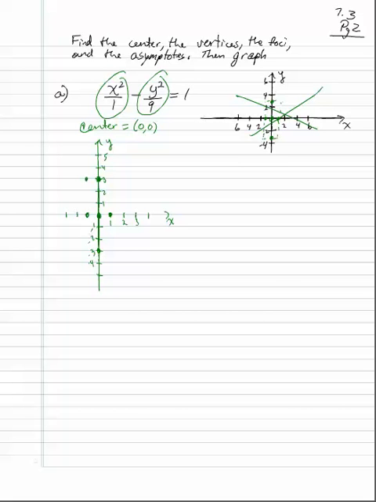Now I'm going to make my fundamental rectangle. Now you don't really need to draw these dotted lines. You just need the corners because that gives you the asymptotes.